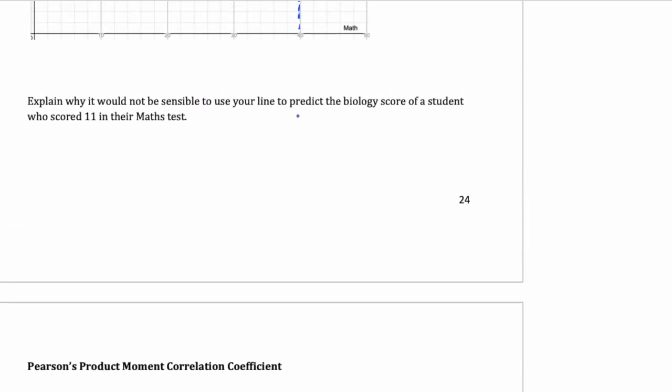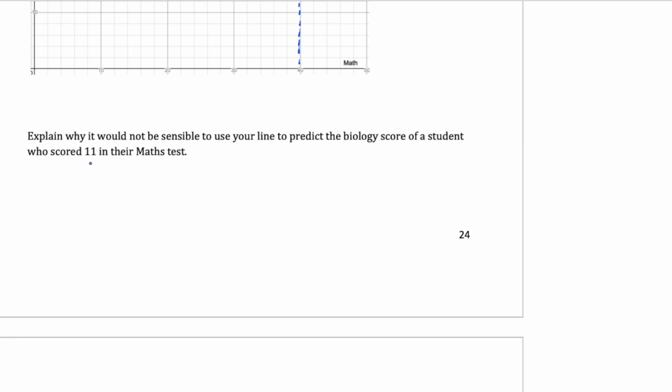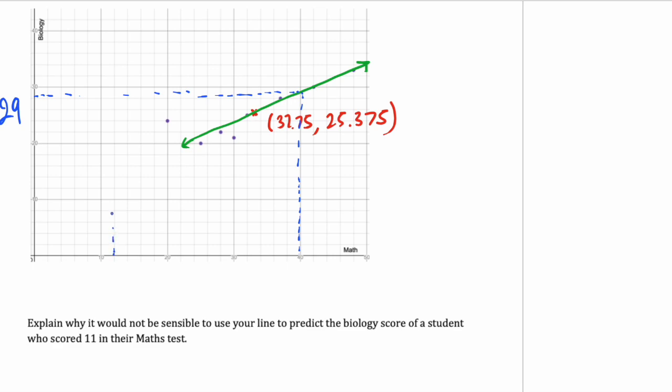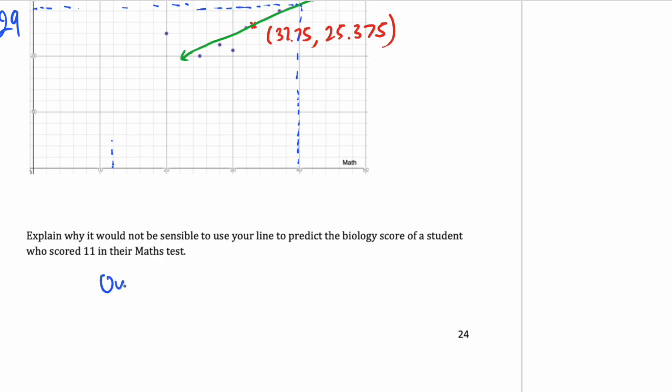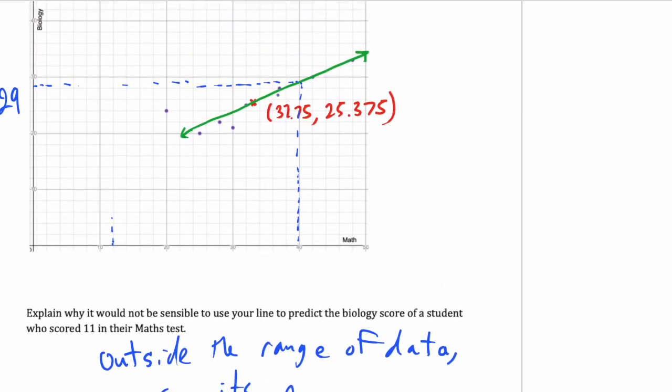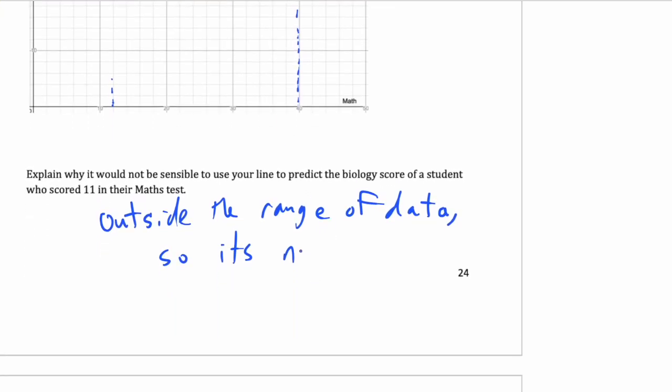Explain why it would not be sensible to use your line to predict a biology score of a student who scored 11 on math. Well, if you look at 11 on math, it's way over here. It's called extrapolation. It's outside the range of the data. So it's not reliable, because we don't know if that linear trend continues. It could be curvy on either end.